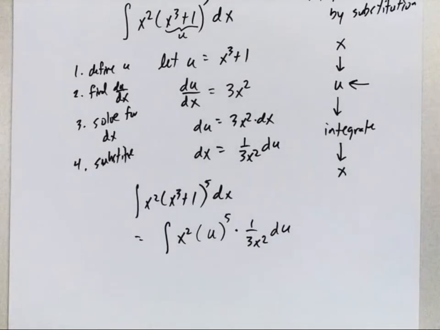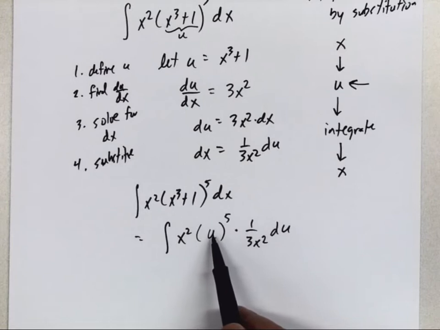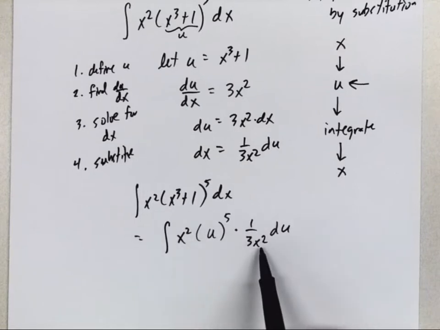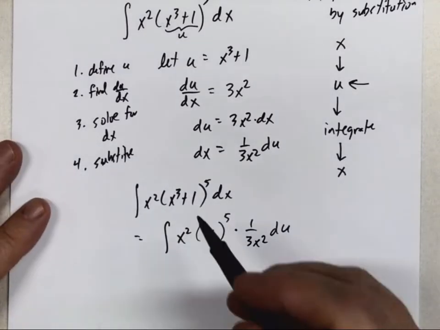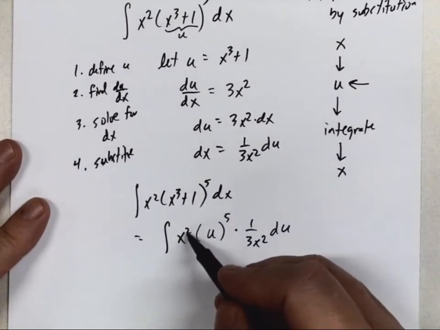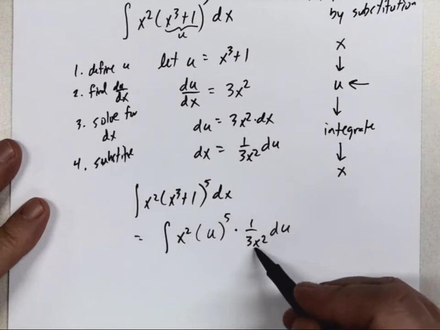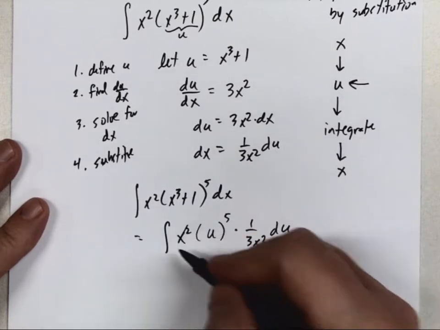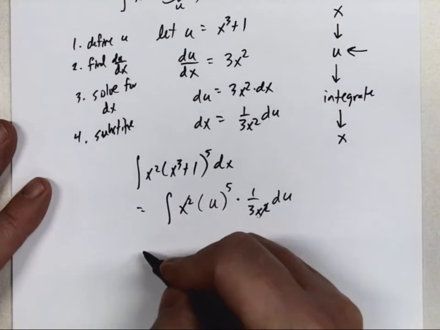Now initially, this doesn't look too great because I have the variable u and the variable x. I've got them both together, which we can't really work with in math. But if you look a little closer, you notice this is x squared. This is x squared in the denominator. You know what happens? Those cancel out.